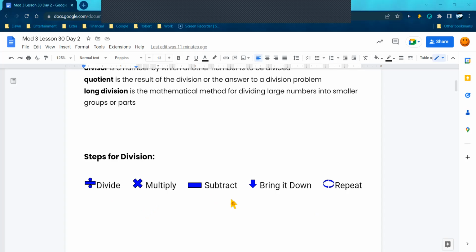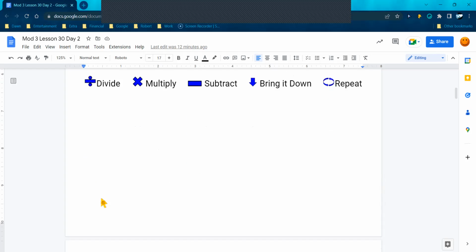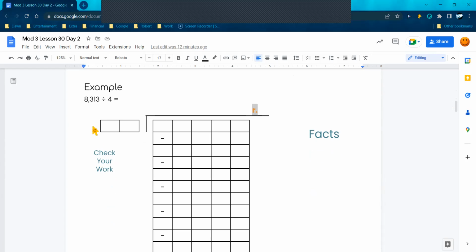Once we subtract, we have a new dividend, but we have more numbers from the original dividend that we need to bring down. And then we repeat once we get our new dividend. Let's go practice it. Here's our example. We have 8,313 divided by 4.